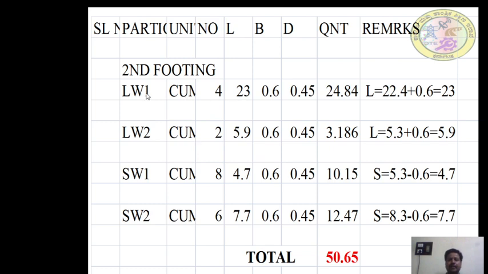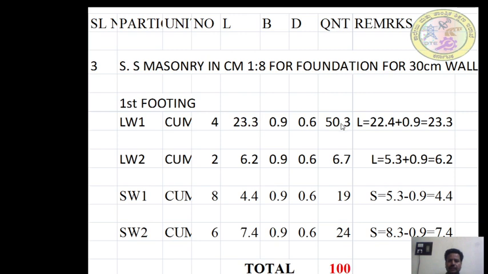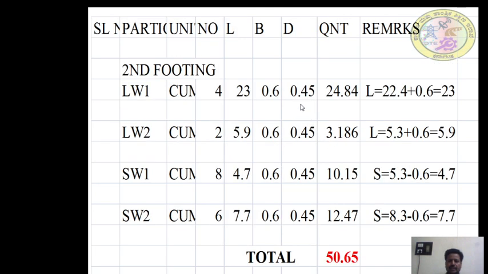Next, second footing, same footing. So the breadth is changed and the depth is 0.45. The first footing depth is 0.6, and for the second footing the depth is 0.45. Then calculate the same dimensions as previous.